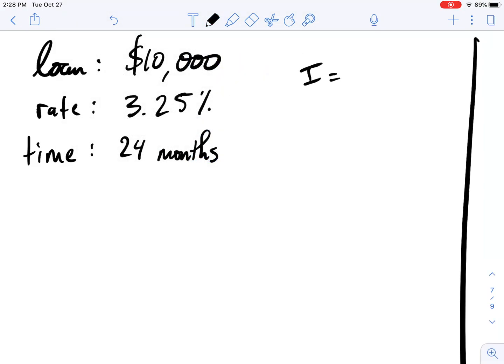So once again, I'm just going to write the equation here, I equals PRT. Now remember, in algebra, when there are variables next to each other, it means multiplication. P times R times T, those are all being multiplied. So let's say you're buying a car. You take out a $10,000 loan. The rate is 3.25%, and the time is 24 months.